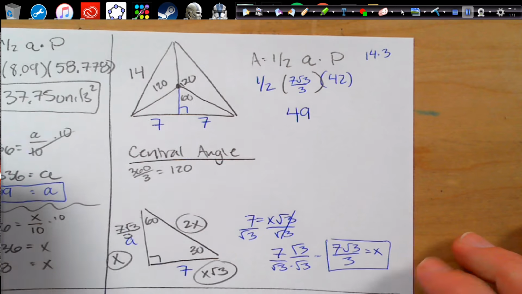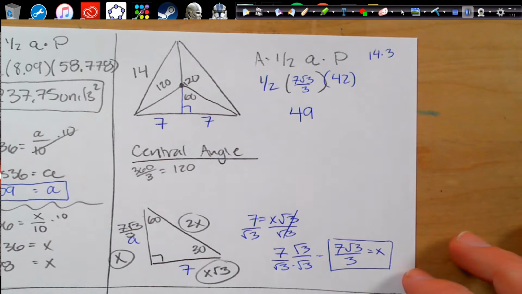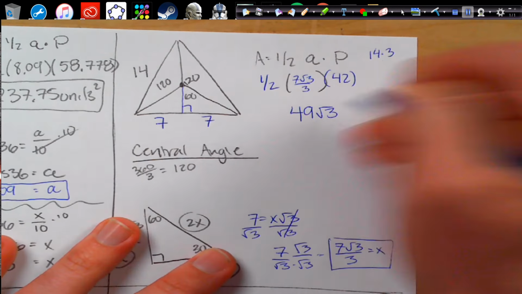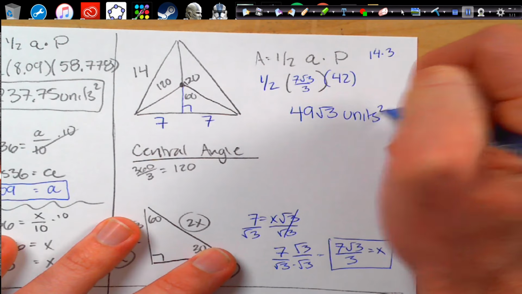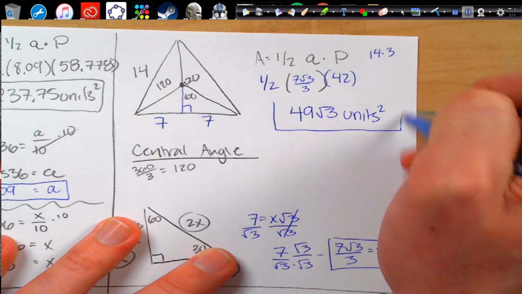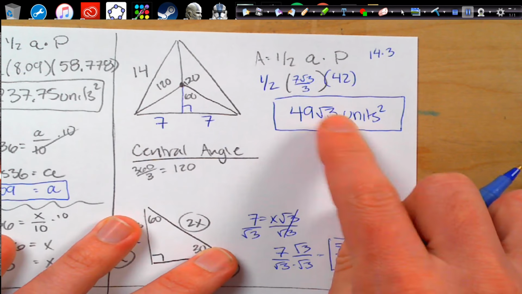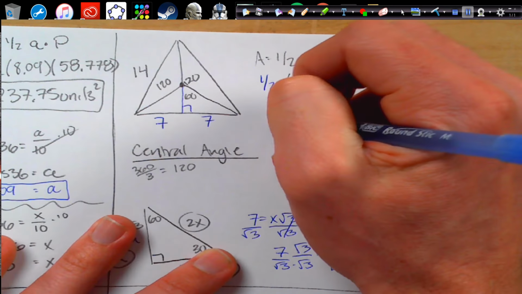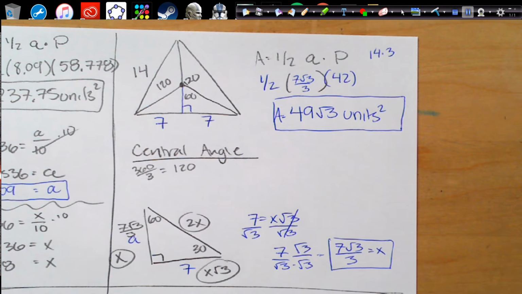Notice I ignored the rad 3. At the end, I'm going to plop on the rad 3. And this is going to be in units because I don't know what they are. So we're going to do 49 rad 3 square units. And that's our area. This one was a little easier because I was using special right triangles and they already gave me the perimeter.